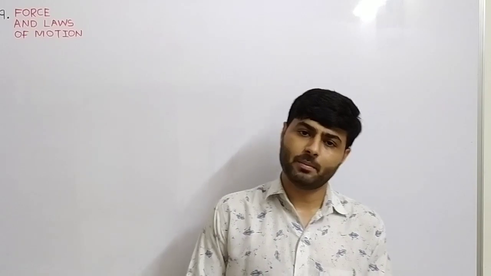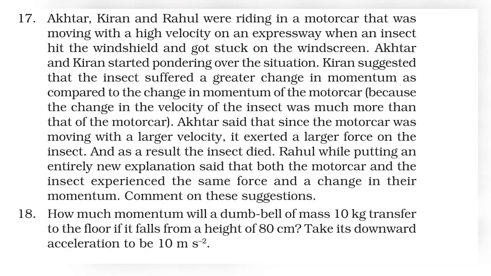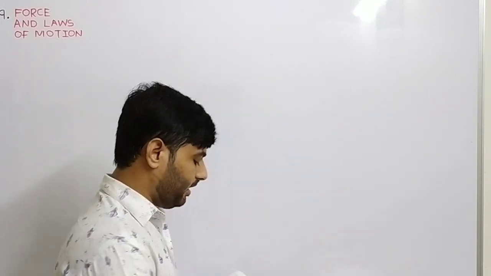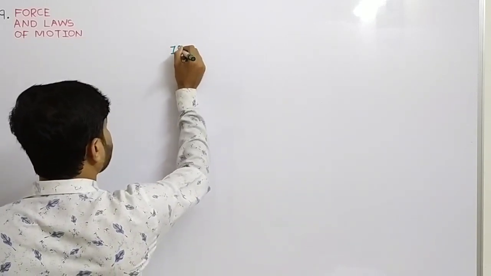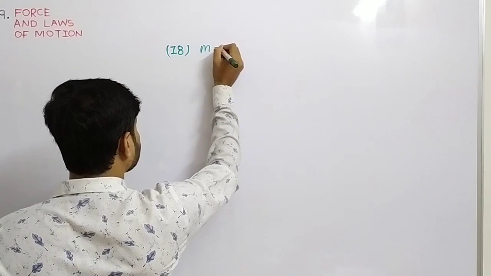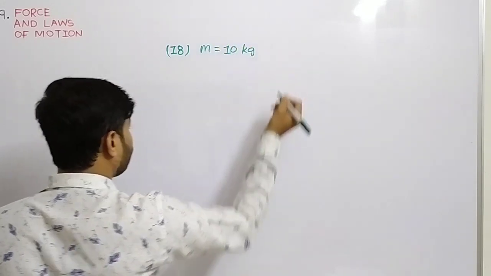Let's take question number 18. How much momentum will a dumbbell of mass 10 kg transfer to the floor if it falls from a height of 80 centimeter? Take its downward acceleration to be 10 meter per second square. So we have one dumbbell. Let's write the given data. Question number 18. Dumbbell of mass 10 kg.